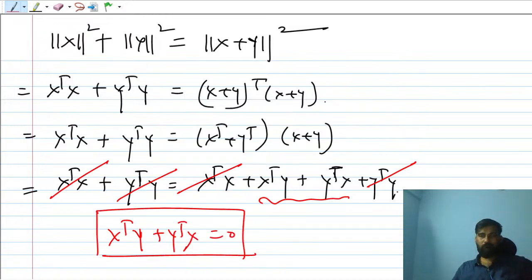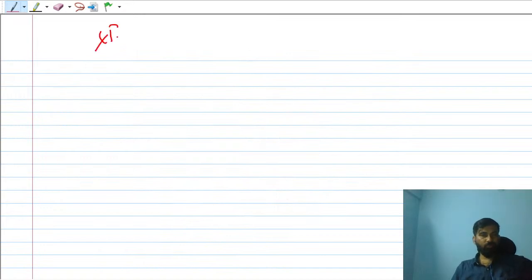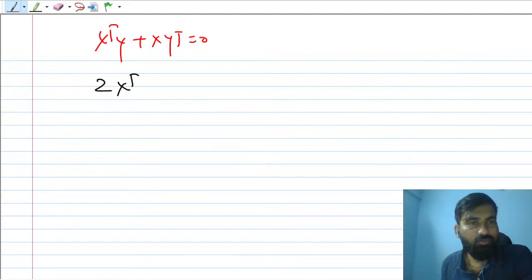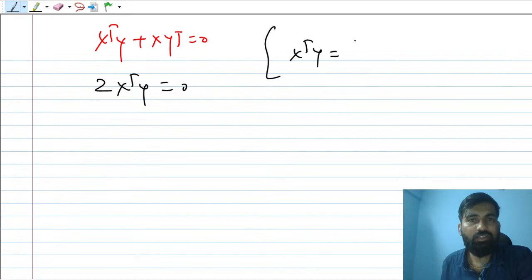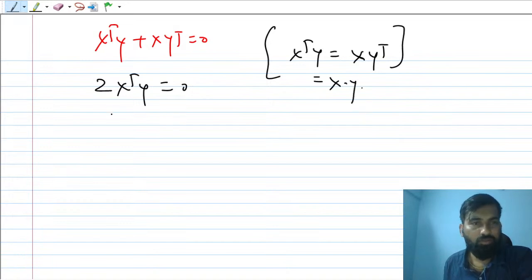Okay, so x transpose y plus y transpose x equal to 0 means what? Both are the same, right? So you can say this is x transpose y equal to 0, since x transpose y equal to y transpose x, both are the same. Or you can say x dot y equal to 0. These are the two conditions.